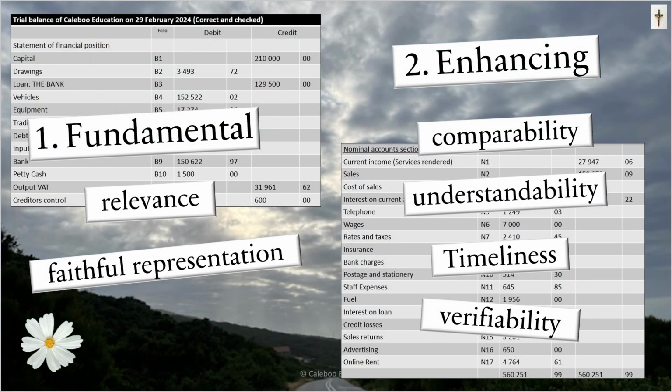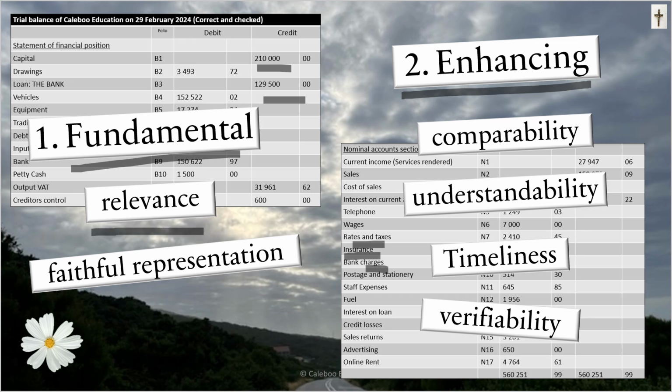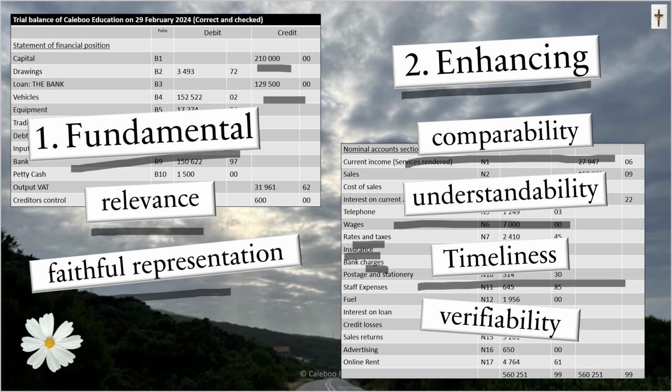And just to recap on the qualitative characteristics, all these numbers here in Calibre Education should be relevant, honestly and accurately recorded. The same policies should have been used in order to compare previous years with the current year and with industry norms. All this information should be clear and easily understood. All the information in the books here in this trial balance should be in the correct period, and if someone else went and did the books, they should get the same results as the first person who did the books. So there we go.